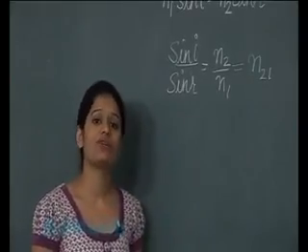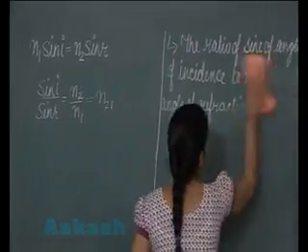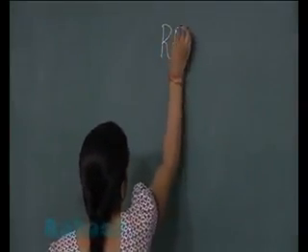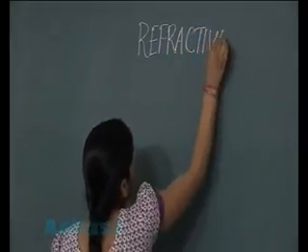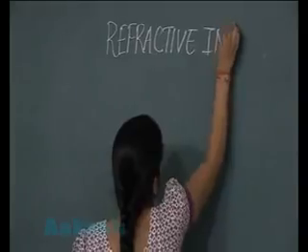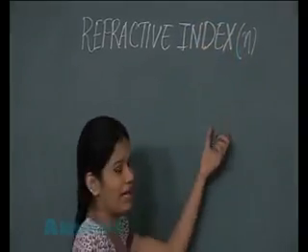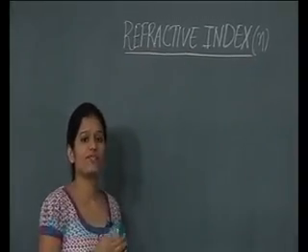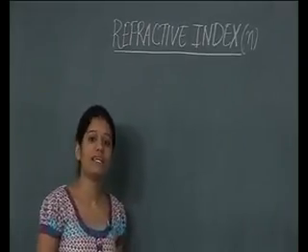Now we will study about refractive index. It is denoted by small n. Now students, what is refractive index? It is defined as the ratio of speed of light in vacuum to the speed of light in medium.